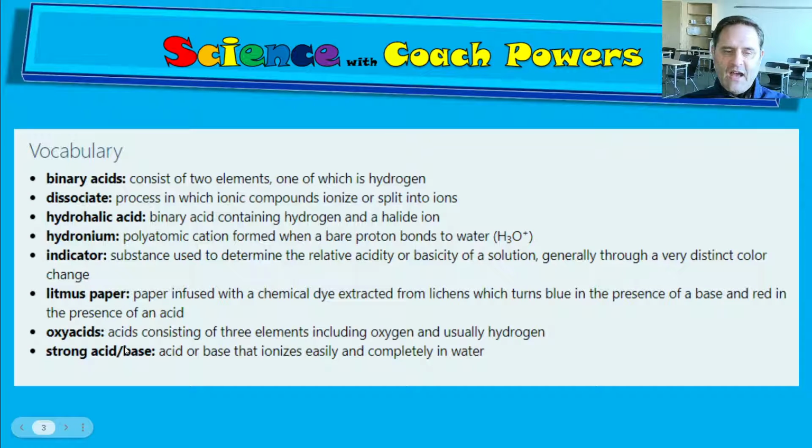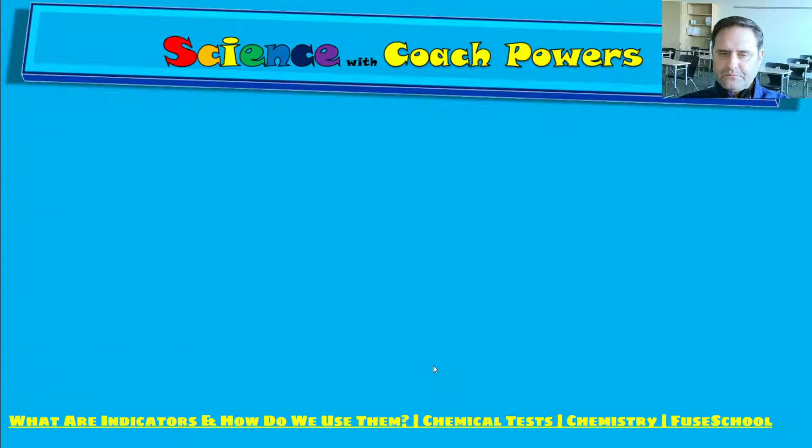Strong acids and bases are acids or bases that ionize easily, completely in water. So you have OHs representing the bases completely ionizing, OH negative, and the strong acids which have hydrogen ions dissociating and ionizing easily, H plus and OH negative.